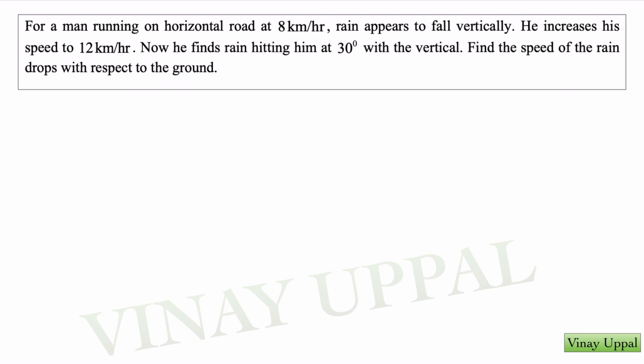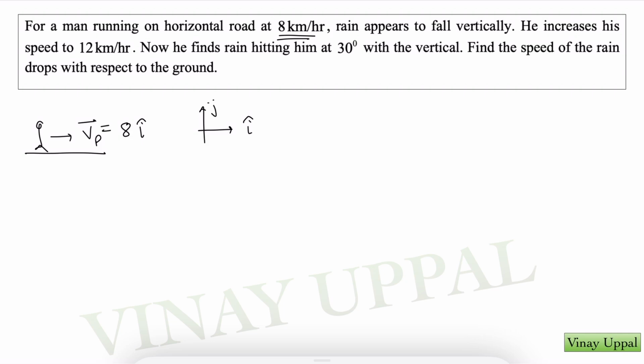So let's first just draw the diagram. I have a person running with speed 8 kph. So let's say velocity of the person Vp vector is 8 i cap. Let me take this as i cap, and j cap is vertically upwards. So rain appears to be falling vertically. So let me just say that the velocity of rain is some Vx i cap plus Vy j cap. So this is the general expression for the velocity of rain, and I need to find Vx and Vy.